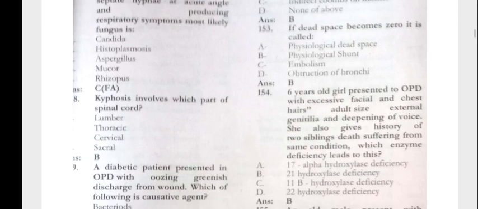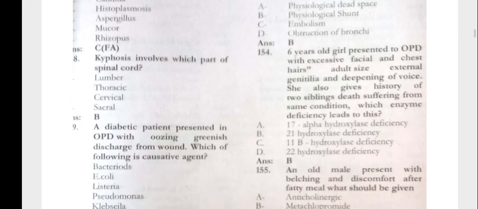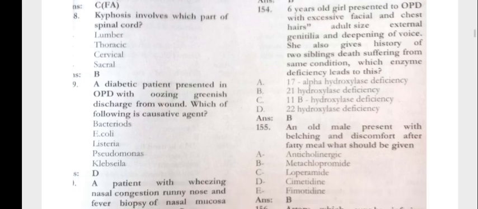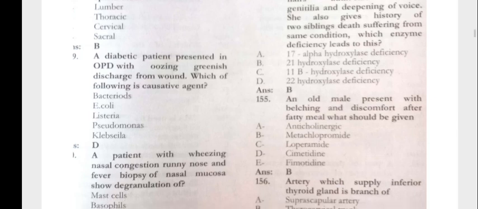If that space becomes 0, it is called the physiological chance. The 6-year-old girl presents to the OPD with excessive facial and chest hairs, adult size external genitalia, and the deepening of voice. She also gives a history of 2 siblings' death suffering from the same condition. Which enzyme deficiency leads to this? There is a 21 hydroxylase deficiency.